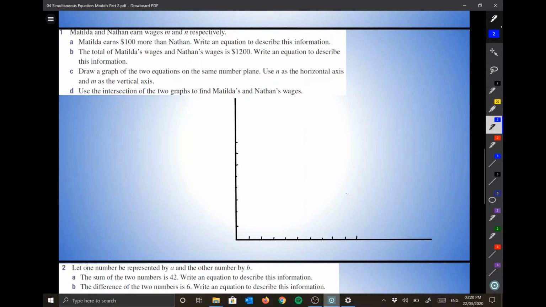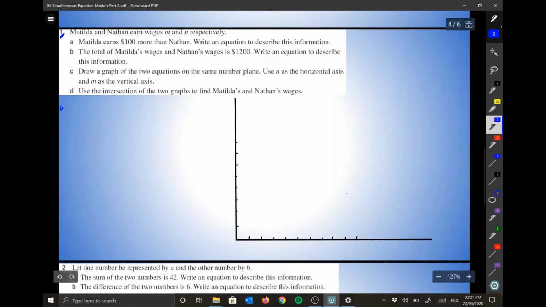Okay, guys. What I want to do is go over some simultaneous equation models stuff with you again, because I think a lot of you struggled with it last Thursday. So, what we're going to do is go through question one from the exercise that you were doing together here, and hopefully, it will help you get a better handle on how to answer these questions.